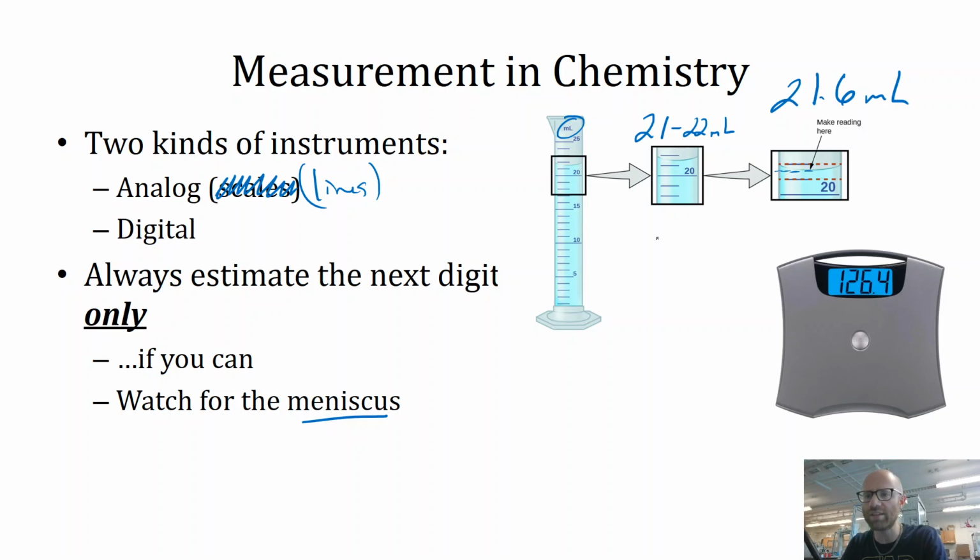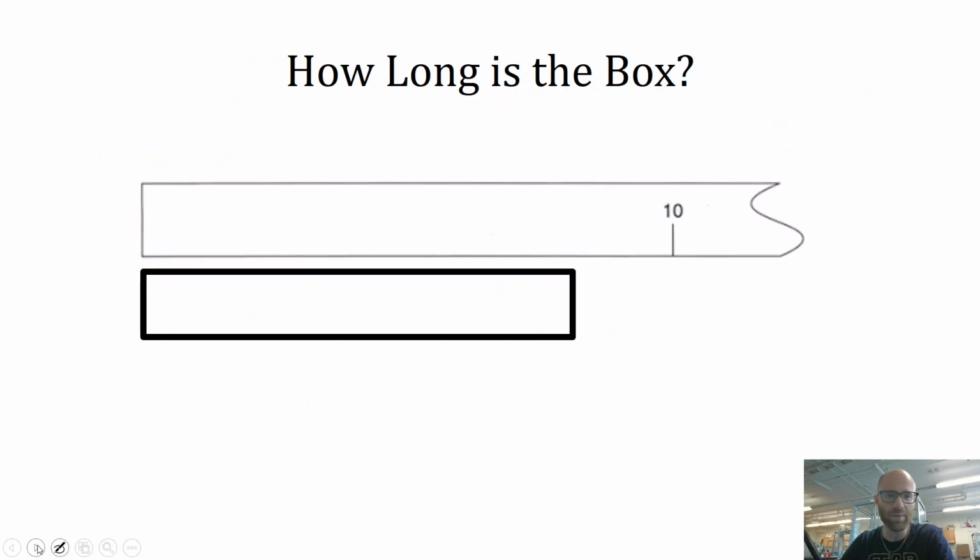And then if you're using a digital scale, there's no estimation. If I put an object on there and it says 126.4, I can't say 126.43 versus 126.45. I don't know, so I just won't. Now that said, I think we can go back to our rulers and we can be a little bit better about reading what's on the scale and what's not.